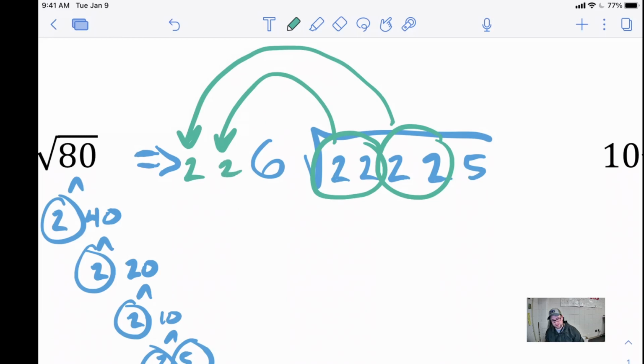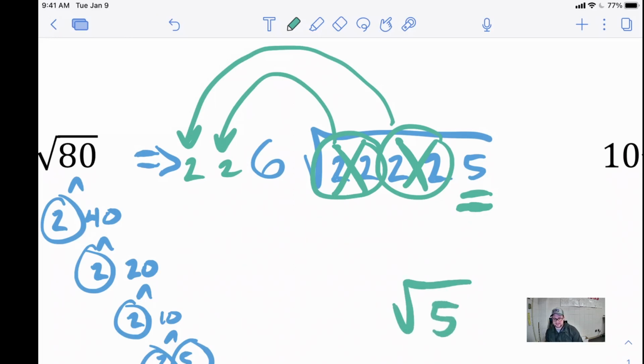So there are those 2 2s. And remember, once we circle them and pull them out, we're done, right? It's that 2-for-1 special, they're gone. The only thing left over is the 5, so that's going to stay inside here.